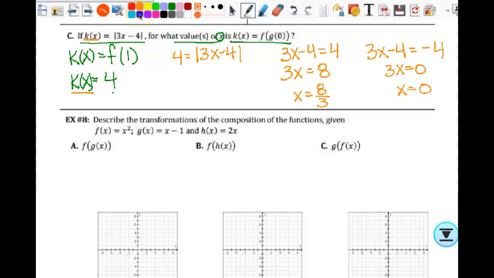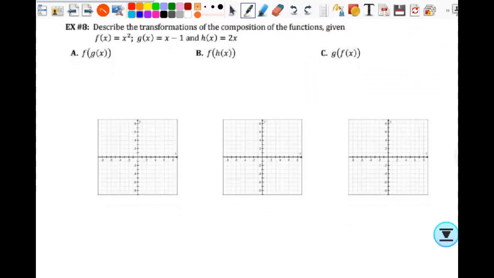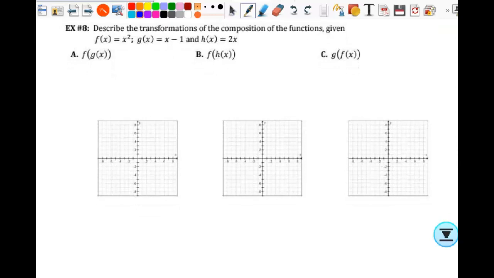It says to describe the transformations of the compositions of functions given. We're going to describe the transformations of the quadratic parent function, just y equals x squared, or basically the transformations of f of x. I'll tell you why we're looking at it that way in just a minute. So we're going to have f of g of x. So f of g of x means I want f of x minus 1, which is, when I substitute it in there, x minus 1 squared.